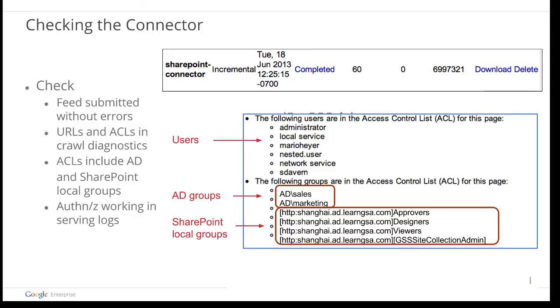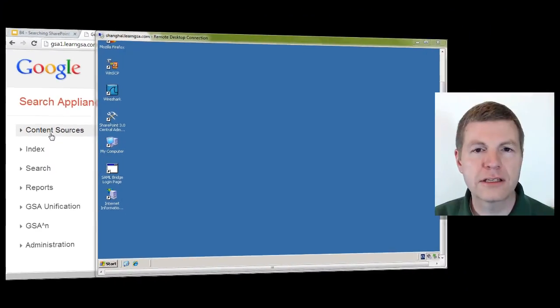Once SharePoint content has been indexed, you should be able to run a secure search for it. You should be able to check serving logs and security manager logs to ensure that the right documents are being served. Let's take a look at setting up the SharePoint connector.